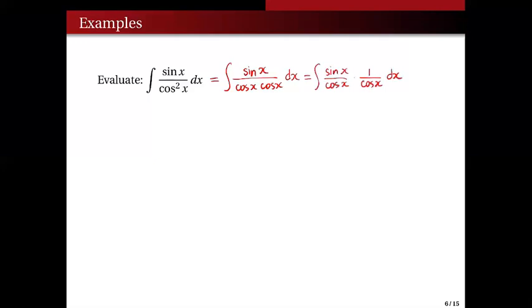Follow so far? And then sine x over cosine x, that's just tangent x, correct? And then 1 over cosine x, that's secant x.